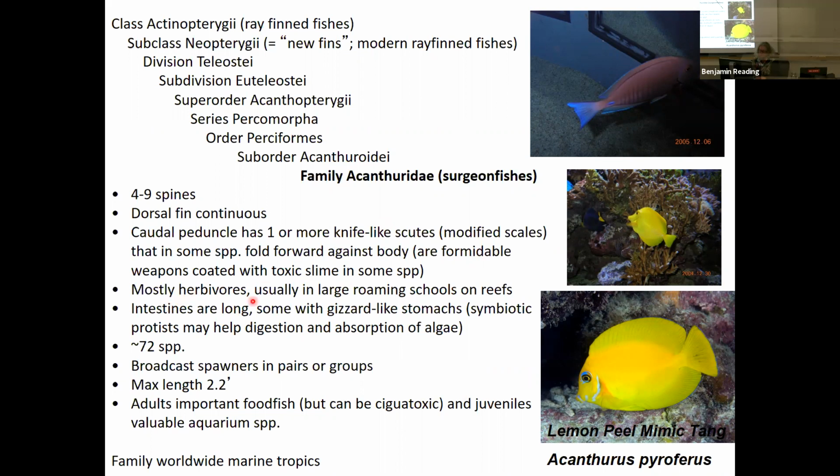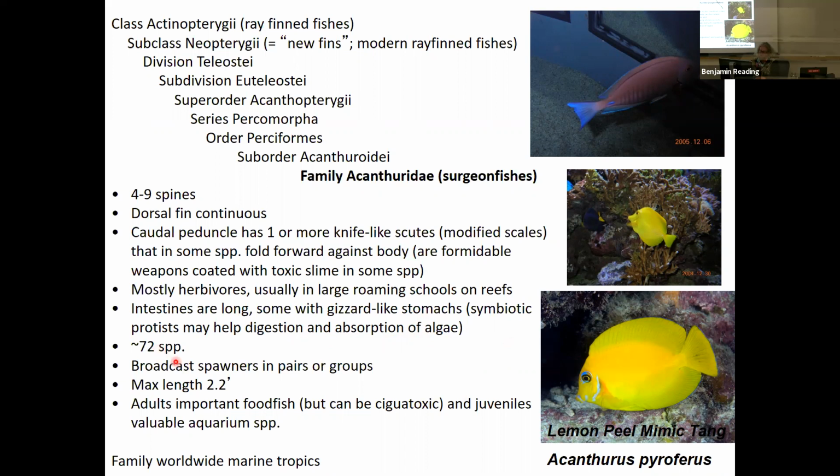These things are mostly herbivorous. Usually they roam around in large schools, again, oftentimes in coral reefs. Because they're herbivores, the intestine is often very long and coiled. Some species of Acanthuridae have gizzard-like stomachs that have symbiotic protists, or single-celled animals that live in the gut, that help them break down the plant matter. So that helps them to digest and absorb nutrients that are processed from the algae that they eat.